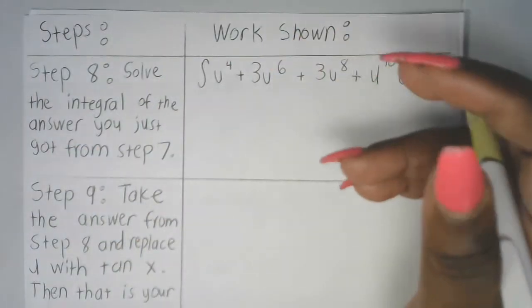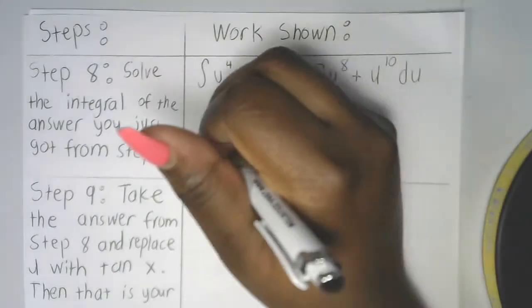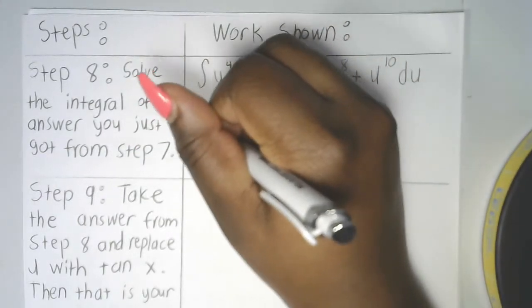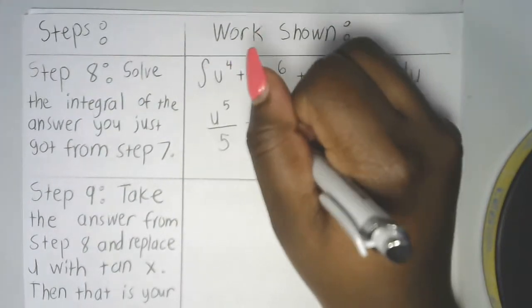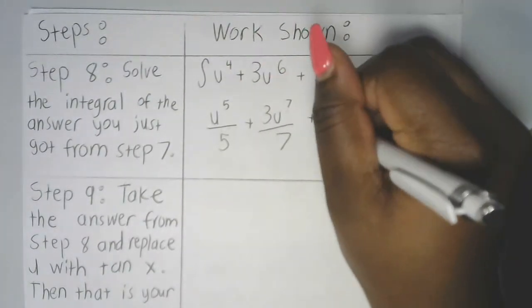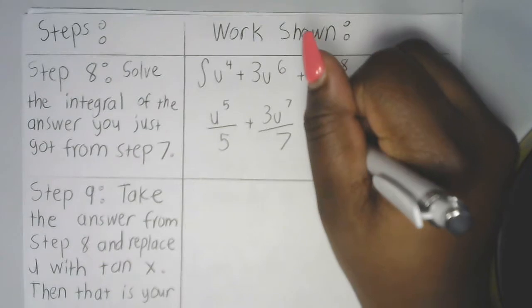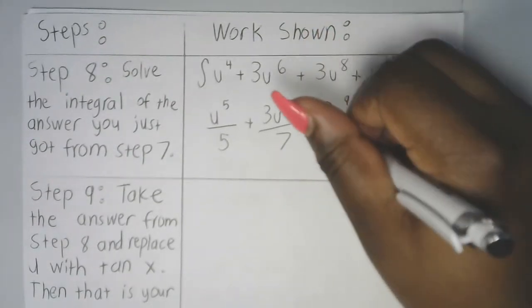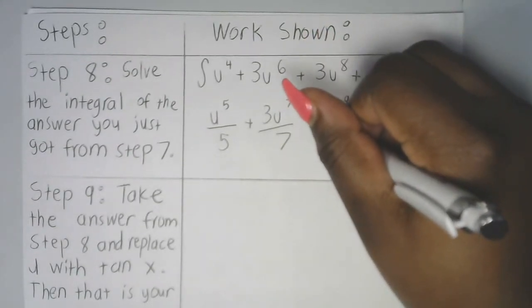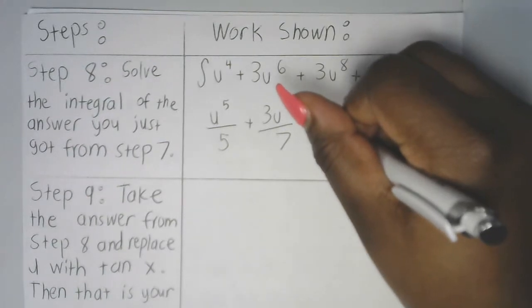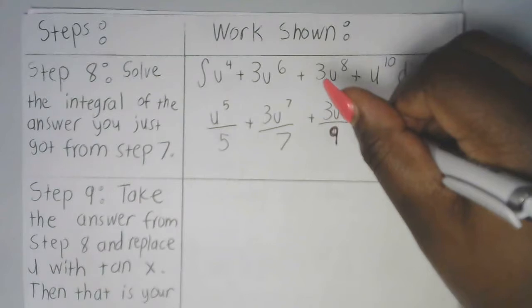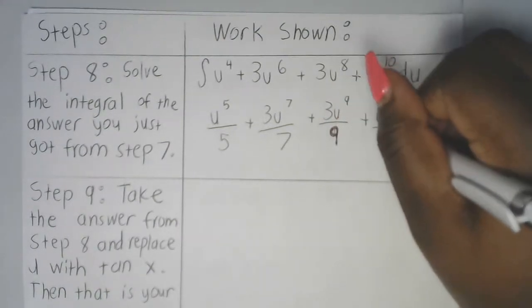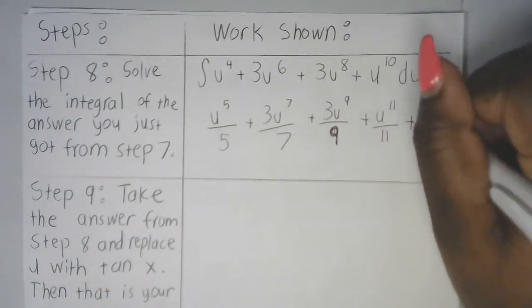So if we were to solve this integral, we would get u to the 5th over 5 plus 3u to the 7th over 7 plus 3u to the 9th over 9. Why did I write my 9 like that? That's supposed to be a 9, guys. Sorry, it looks so ugly. Over 9 plus u to the 11th over 11 plus c.